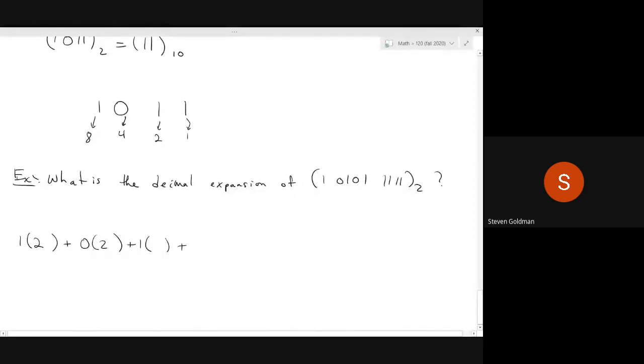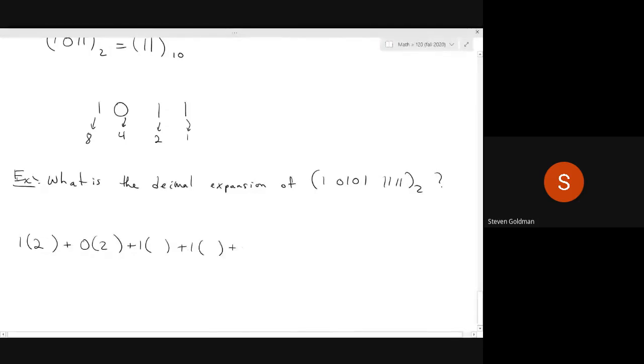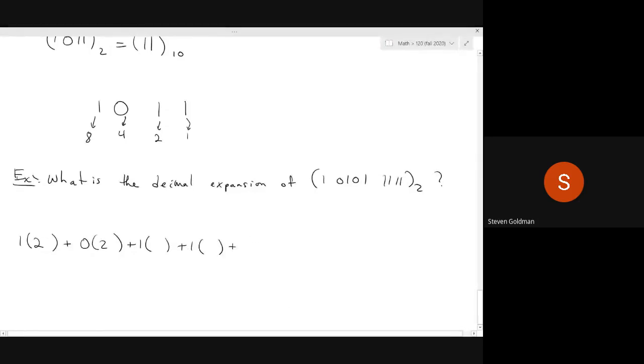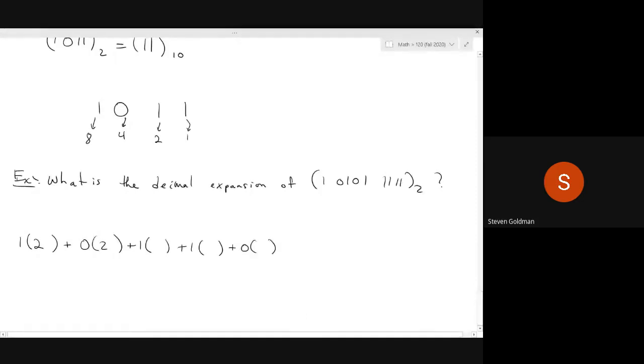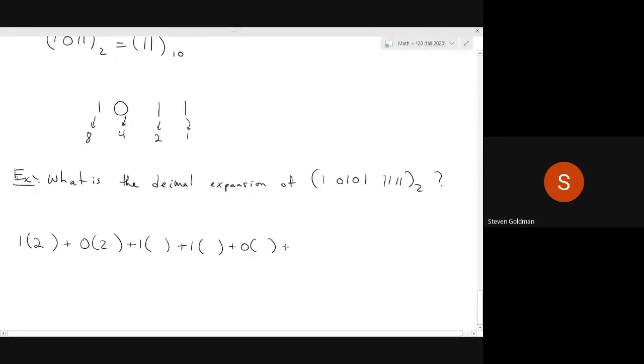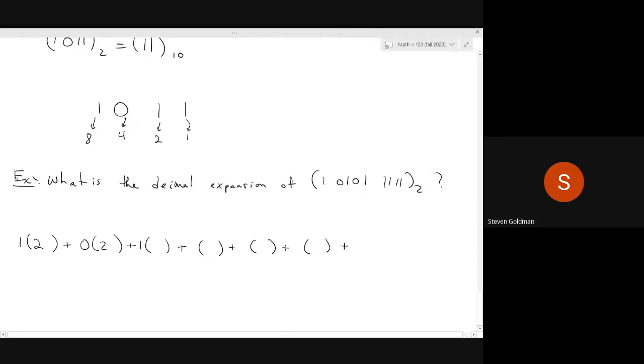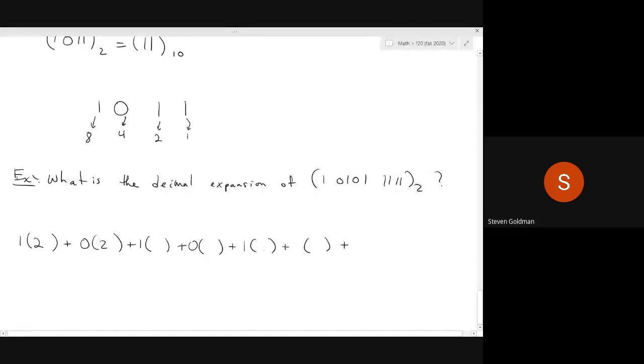So it's 1, 0, 1, 0, 1. I messed this up, sorry, let me fix that. 1, 0, 1, 0, 1, and then followed by 4 ones. Right, 1, 0, 1, 0, 1, 1, 1, 1, 1. Oh, I got an extra one there.